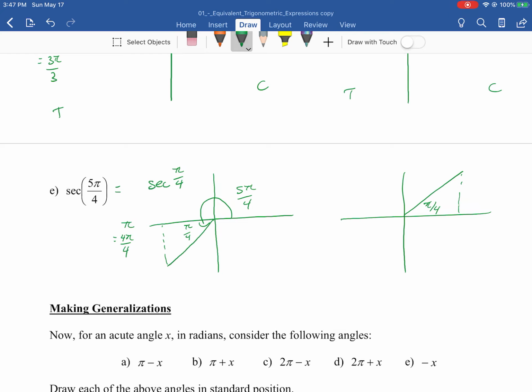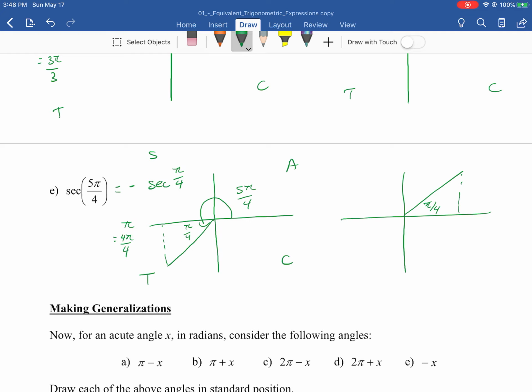Now, did it change from positive to negative? There's the big question. You've got to work with the CAST rule a little bit and say, okay, here's the CAST rule. CAST says in this quadrant only tan is positive. And with that, cotan would be positive. So the CAST rule doesn't mention those reciprocal trig ratios. You just have to think those through. Tan and cotan would be positive. What that means is secant would be negative. So the answer for secant of 5 pi over 4 must come out to be negative. So we need a negative in front of that to get our true answer.